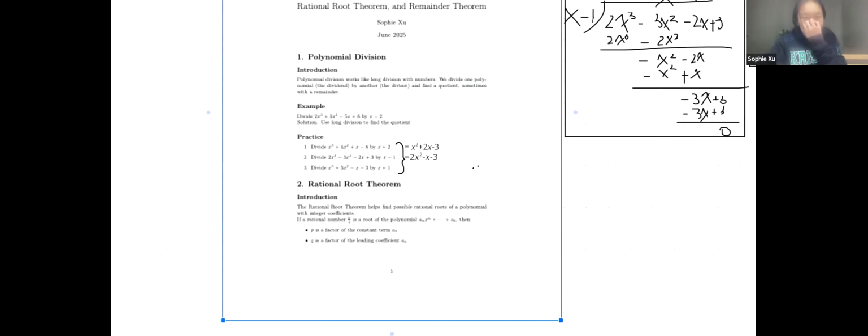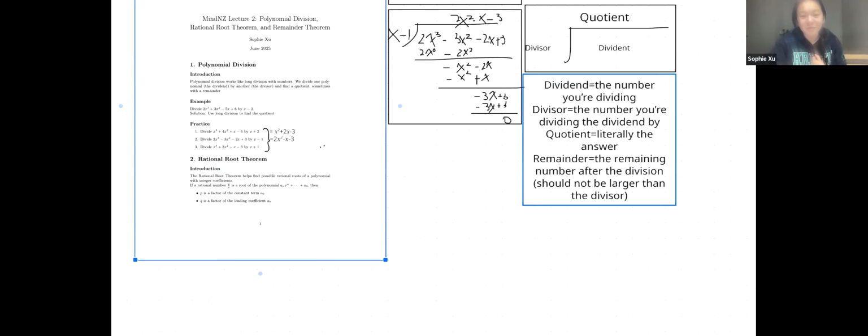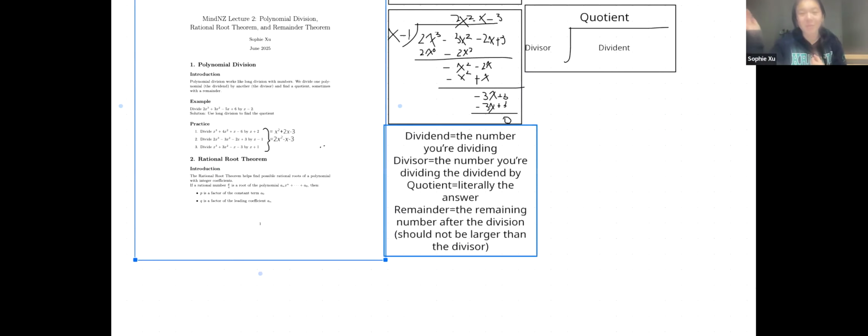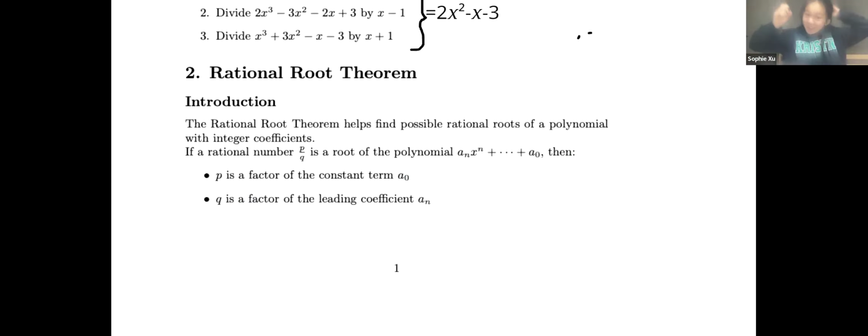All right, let's move on to our next bit. Rational root theorem. Has anyone heard of the rational root theorem? Put your hands up if you've heard of it. Okay, one person. That's great. So you guys have something to learn today. The rational root theorem helps us find possible roots of a polynomial. It's not guaranteed to give you a root, they just might be roots.